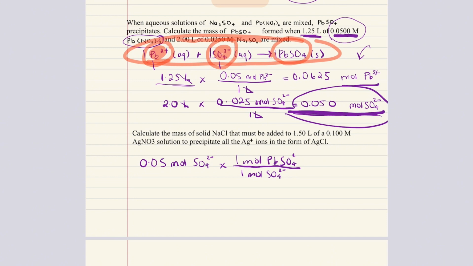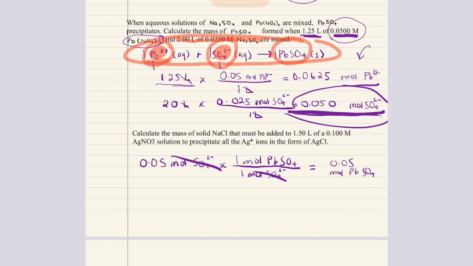1 mole of lead sulfate, 4. And now we can figure out what our moles of lead sulfate is because these cancel out, and look at that. We have 0.05 moles of lead sulfate that will form. So that's what I mean when there's this 1-to-1 ratio. It becomes really easy to just look at things and decide.